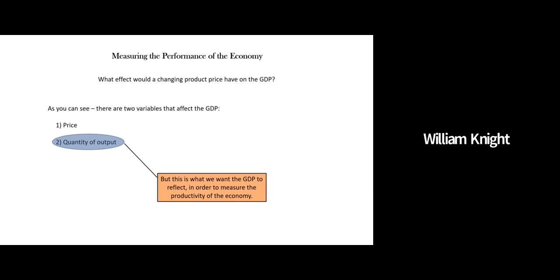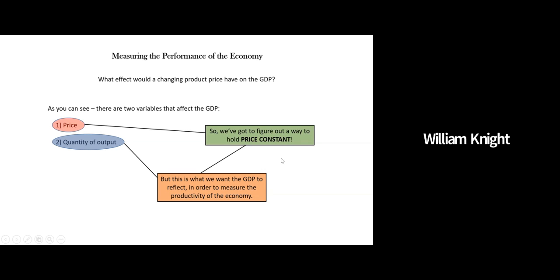But it is the output that we want the GDP to reflect in order to measure the productivity of the economy. It's the amount of output that the economy produces that is important. That shows how fast that circular flow is going around. We need prices for reasons I've already stated, but what is important is quantity. So we've got to figure out how to hold price constant.